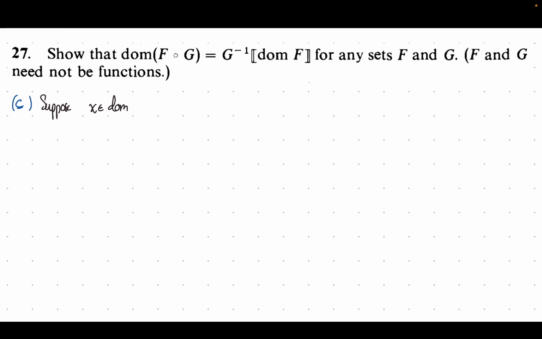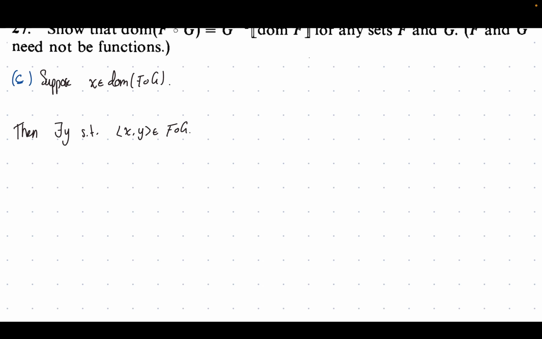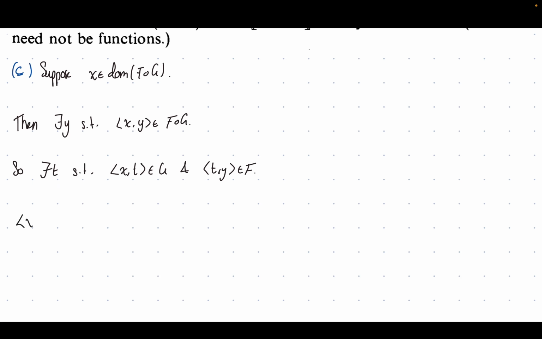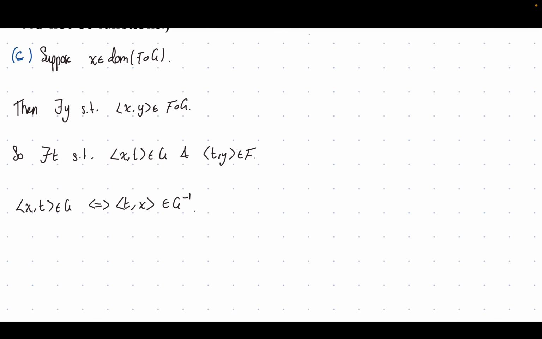Let's suppose X is in the domain of F composed G. Then there must exist some Y such that (X, Y) is in F composed G. Right? So there exists some T such that (X, T) is in G and (T, Y) is in F. Now (X, T) being in G is equivalent to saying that (T, X) is in G inverse, right?